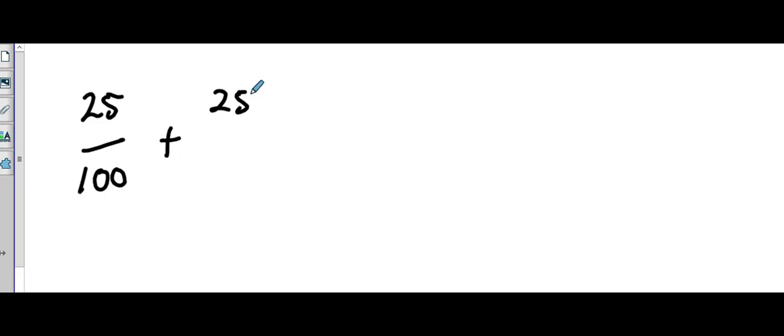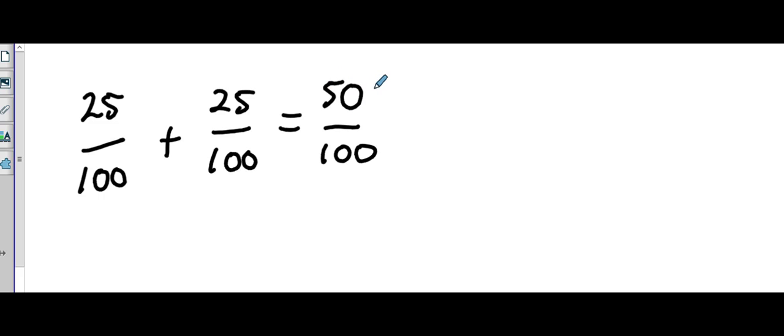Now what we want to look at is adding together equivalent fractions and then simplifying them where necessary. Let's take an example of 25 over 100, and I'm going to add that to 25 over 100. First I look at the denominators: they're equivalent, so my answer is going to be over 100. Then the numerators: 25 plus 25 gives me 50.